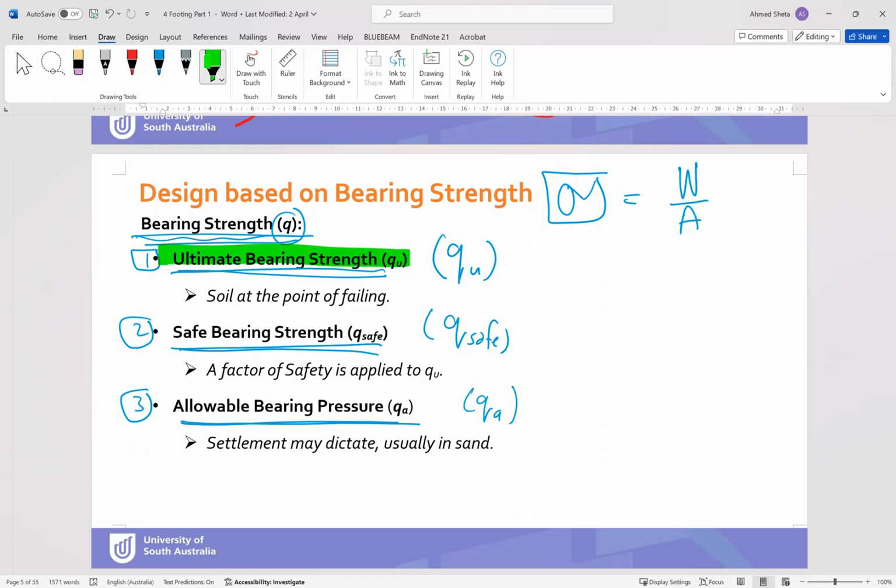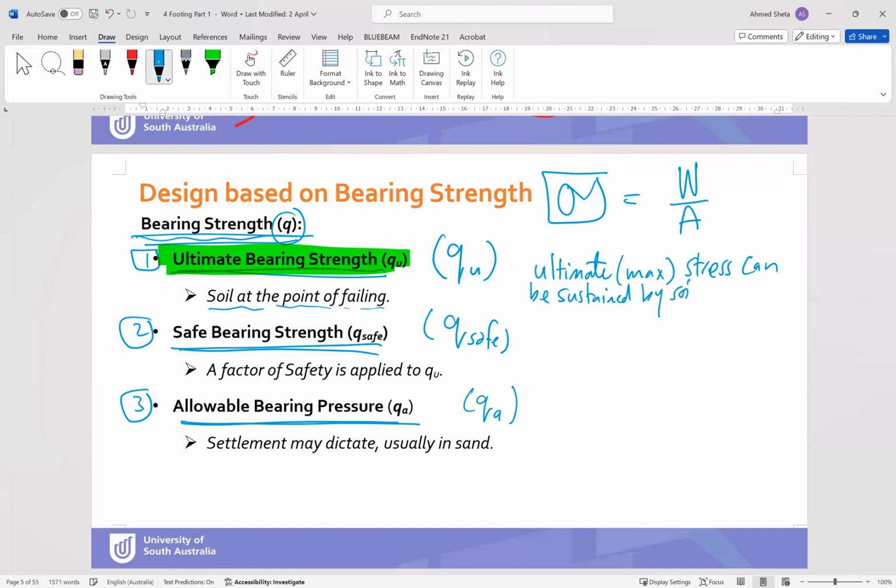The ultimate bearing strength is the soil at the point of failure. So this is the ultimate or maximum stress that can be sustained by soil at failure. So this is our first one. The second one is the safe bearing strength of soil.